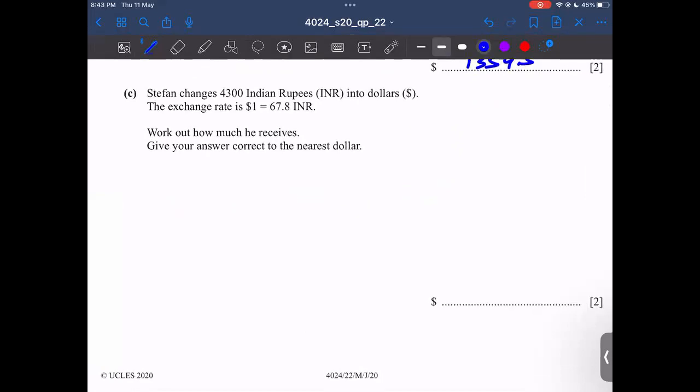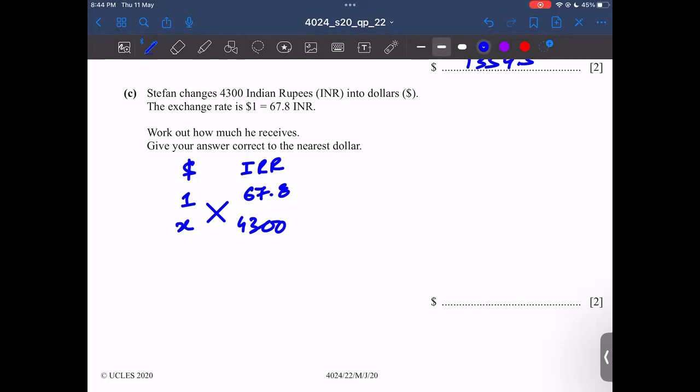Okay, let's start. It says Stephen changes 4,300 Indian rupees into dollars, the exchange rate is $1 equals 67.8 Indian rupees. So I'm going to have an exchange rate of $1 equals INR 67.8. He has 4,300 Indian rupees. How many dollars will he receive? Now you're going to cross multiply. X multiplied by 67.8 equals 1 multiplied by 4,300. Now 4,300 is going to be divided by 67.8.